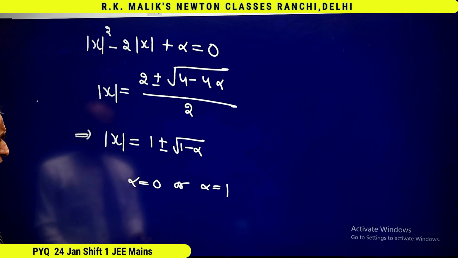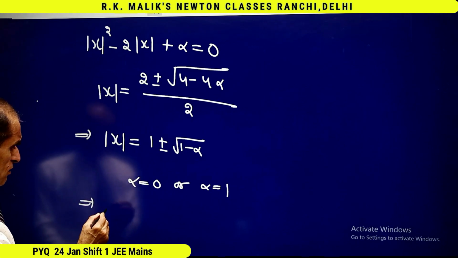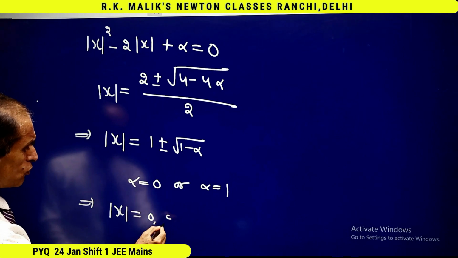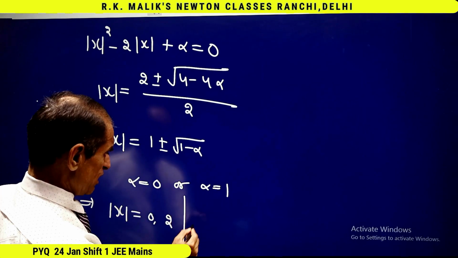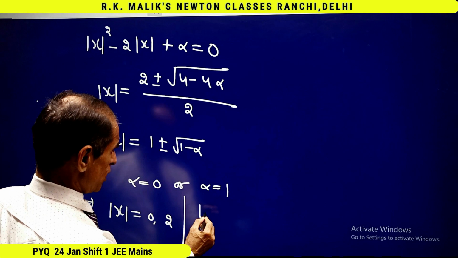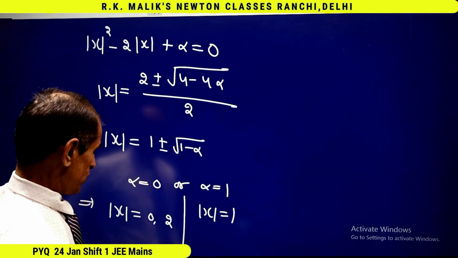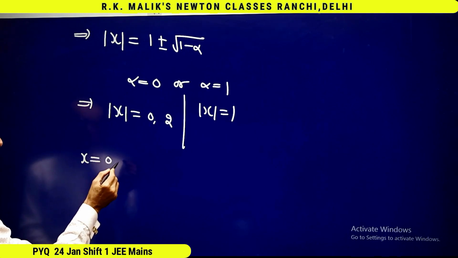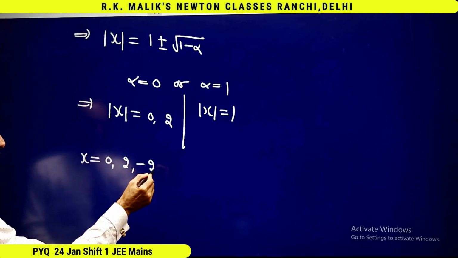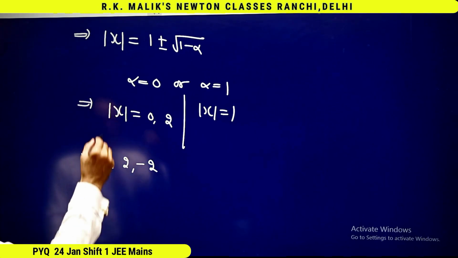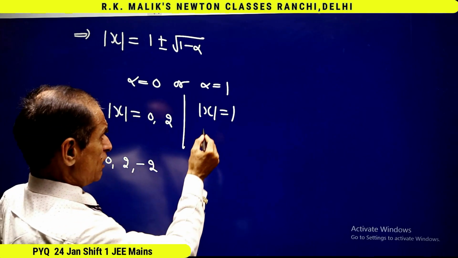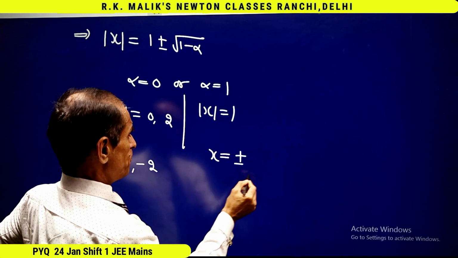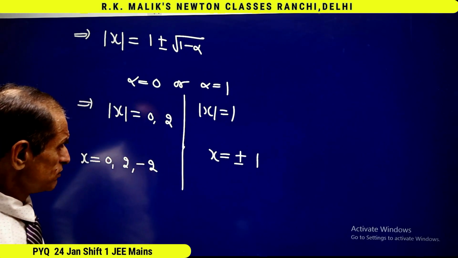If I take alpha equal to 0, in that case mod x will become 0 or 2. And if I take alpha equal to 1, I get mod x equal to 1. This means the possible values of x are 0, 2 and minus 2, and these are the possible values when alpha is 0. And when alpha is 1, the possible values of x are plus minus 1.